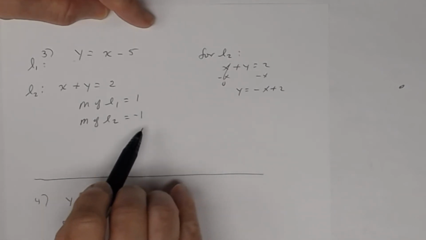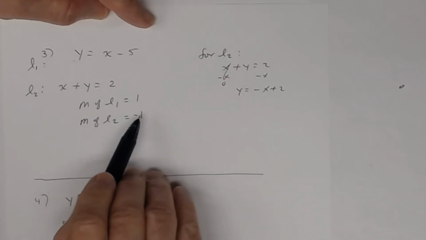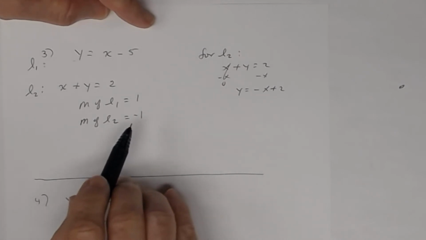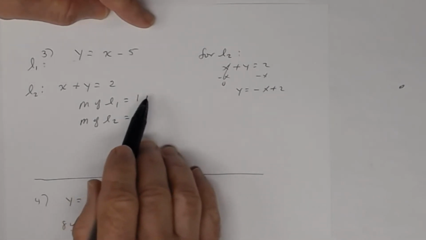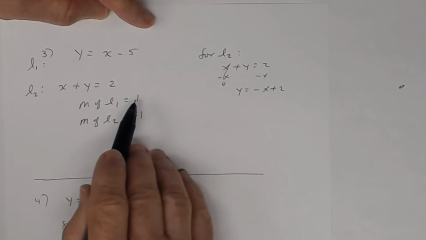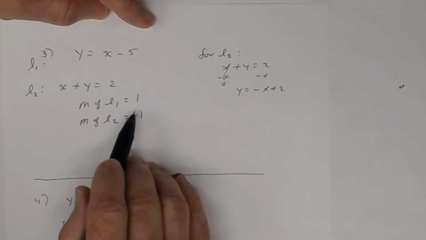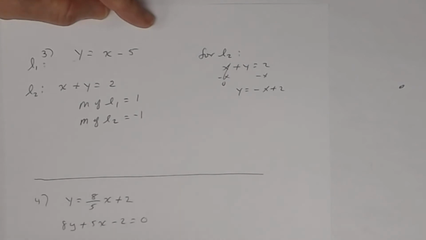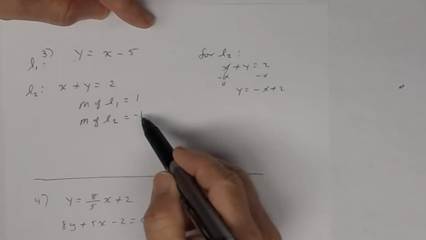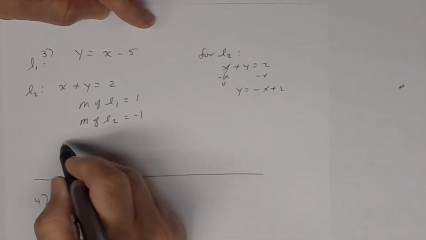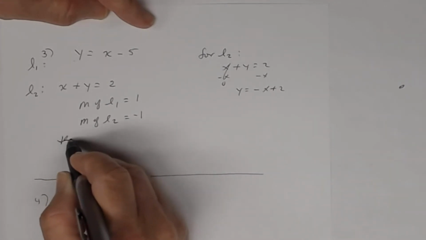But are those lines perpendicular to each other? And the answer is yes, because what is the reciprocal of 1? Well, the reciprocal of 1 is still 1. And then if I take the opposite of that sign, a positive, this should be a negative, right? Okay, so those lines are perpendicular. And in fact, if you multiply those, what's 1 times a negative 1? It's a negative 1.